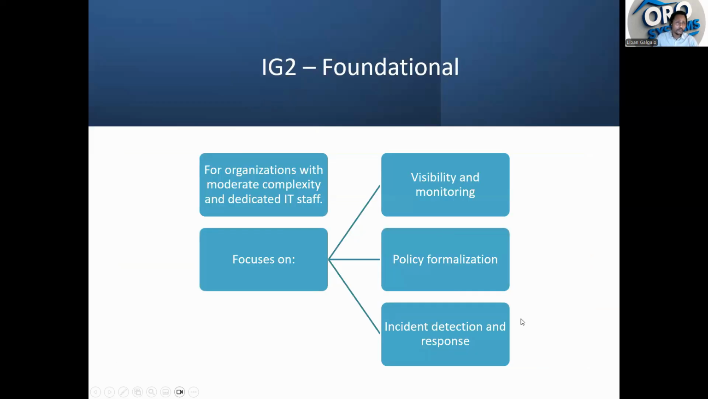As we already mentioned, IG2 is foundational instead of just the basic. It's for organizations with moderate complexity and dedicated IT staff. They have their own IT staff, and the focus is more on feasibility and monitoring. They also have policy formalization, incident detection, and response. That's why they are more structured than IG1, which is as simple as maybe a small business running one, two, or three computers.